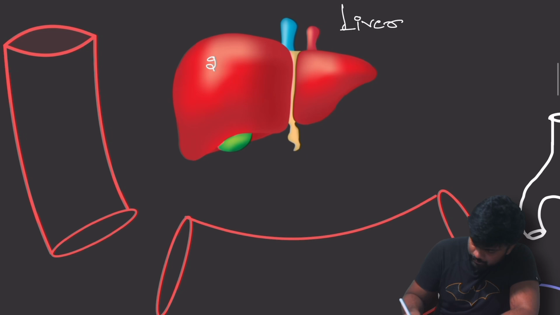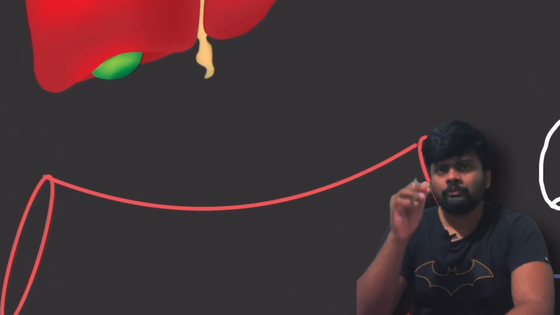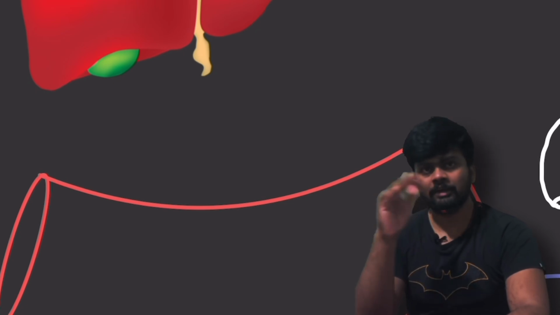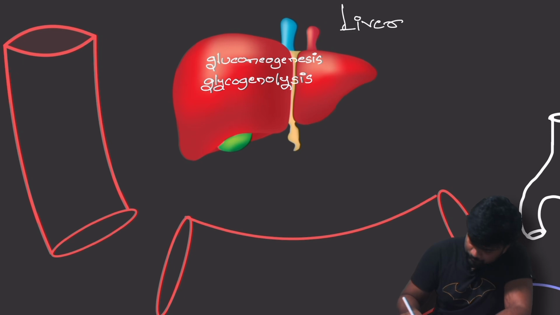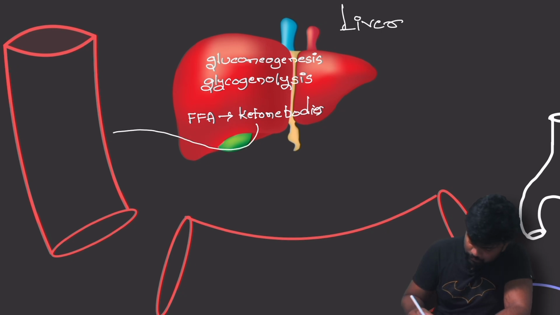So we have already studied gluconeogenesis and glycogenolysis. Now the liver can't synthesize glucose from all the free fatty acids. So some free fatty acid will be remaining, and this free fatty acid will be converted to ketone bodies. These ketone bodies are released into circulation.